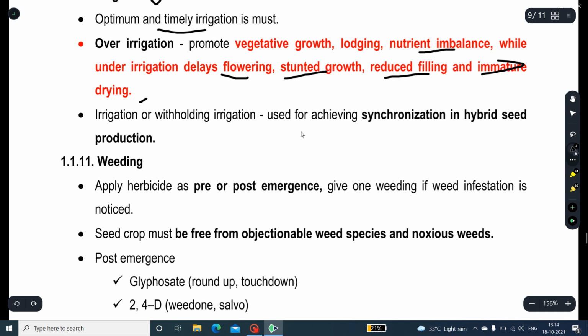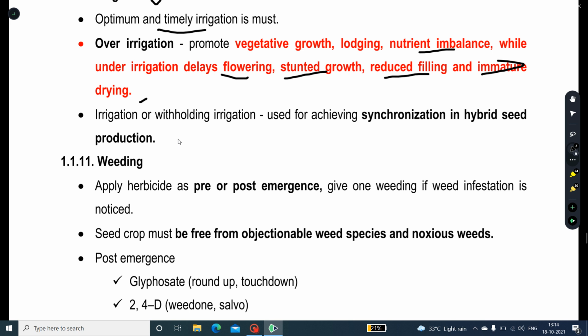It is mostly used for achievement of synchronization in hybrid seed production. So, mostly irrigation is done in critical stages of crop growth, like sowing, life irrigation, flowering, fruit and pod formation, seed filling, and seed maturation.